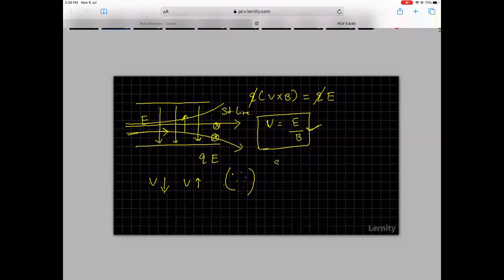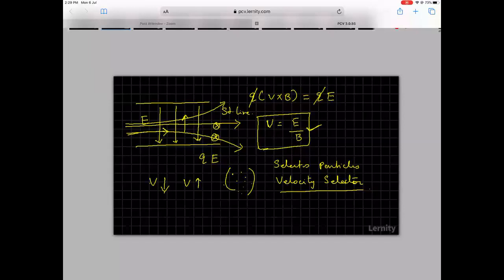Thus, this selects particles having a specific velocity, and such a device is what is referred to as a velocity selector. A velocity selector selects particles of a specific velocity which will pass through without getting deviated. The ones which have a greater or a lesser velocity will either move up or move down.